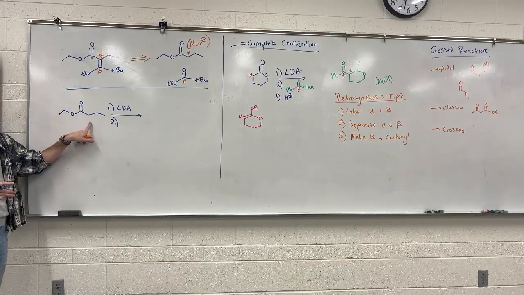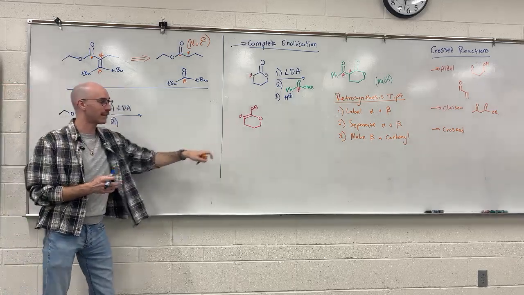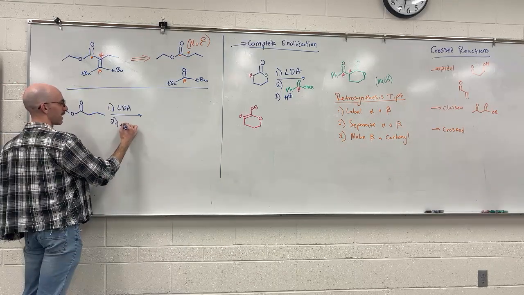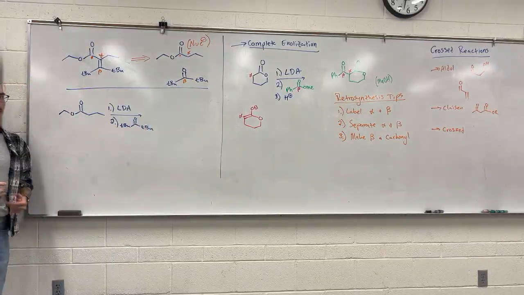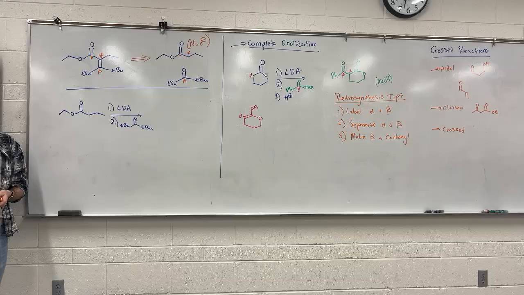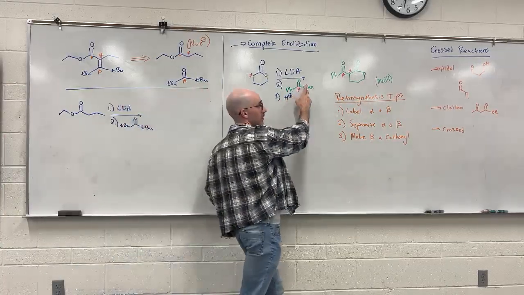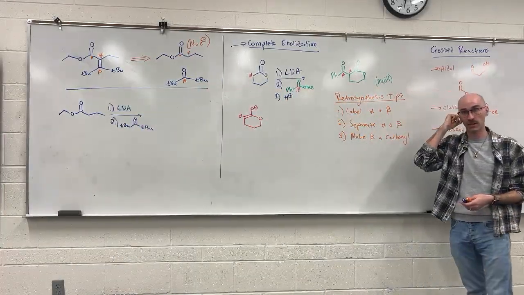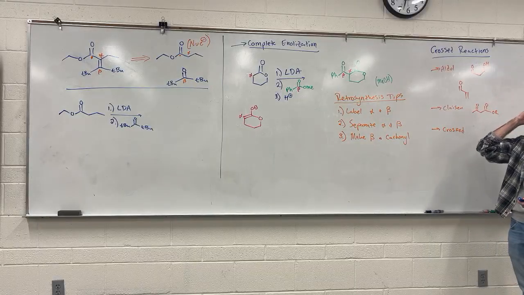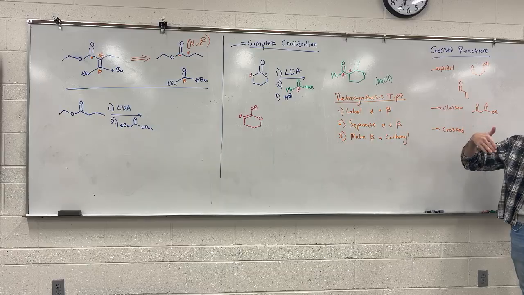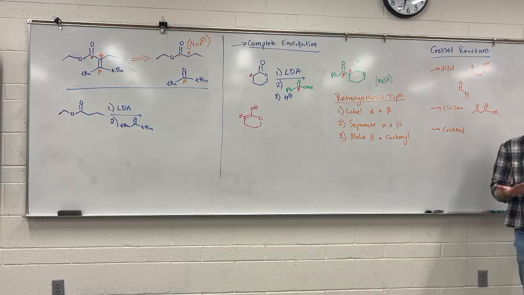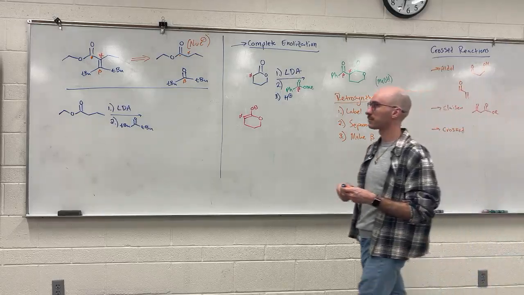If I react this with LDA, this is no longer an ester. It becomes 100% enolate. And now I can introduce my carbonyl. And this carbonyl behaves differently than an ester. It behaves as a ketone. And just like we had crossed Claisen reactions, this now can continue. It will first do addition. It will give me a beta hydroxy ester, and then it will do condensation.